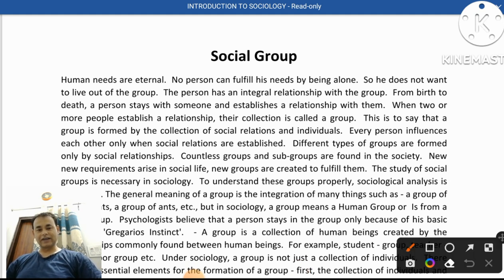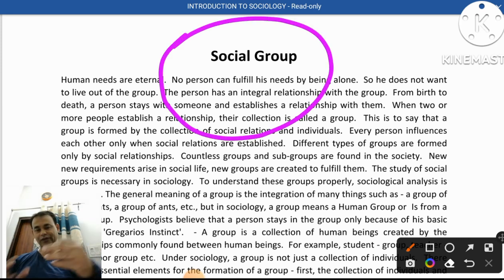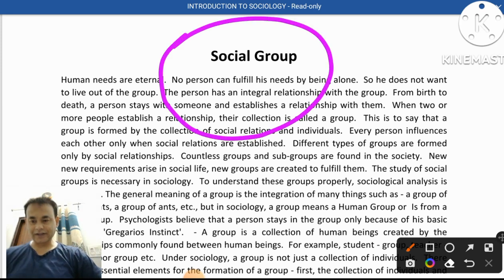Here we will discuss the social group: what is a social group, what are the necessary conditions and requirements for a social group? Is it a collection of human beings or anything else, or is it a relationship? So we start here.